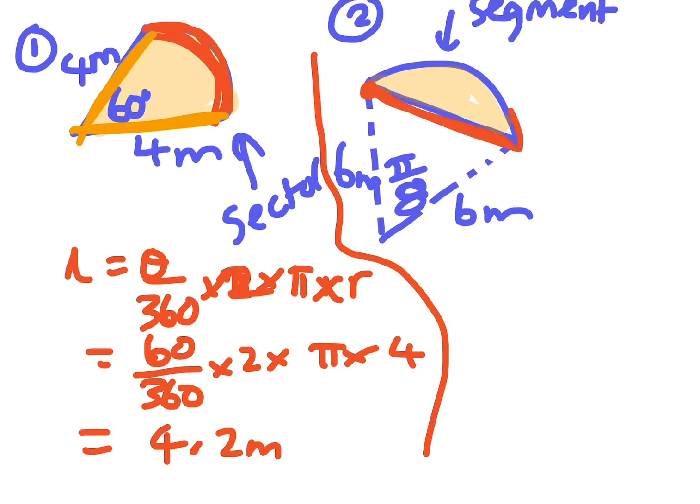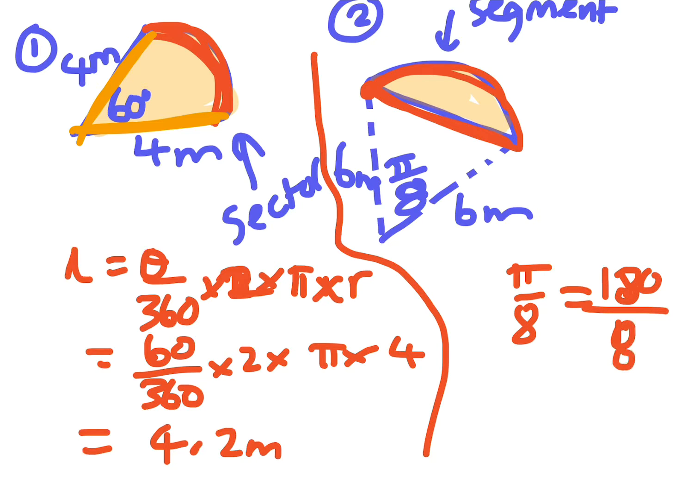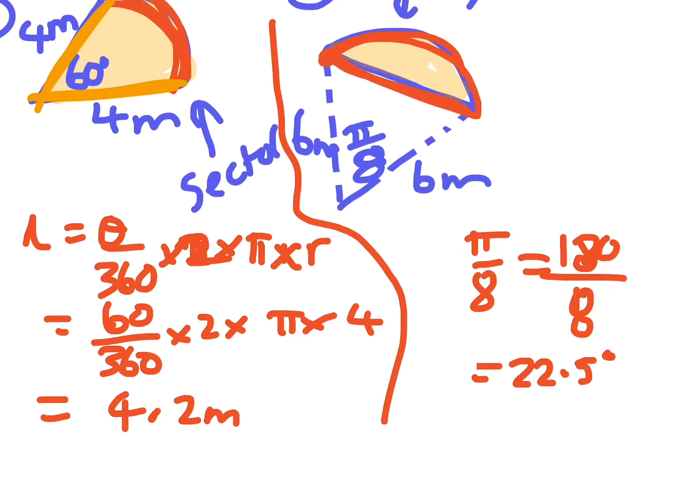Okay, so when we go to do this one here, which is a segment, we want to go across here, but all the way around here as well. So the first thing I do is change that pi on 8 to degrees. So do 180 on 8, which as a decimal you get 22.5. So it's 22.5 degrees.